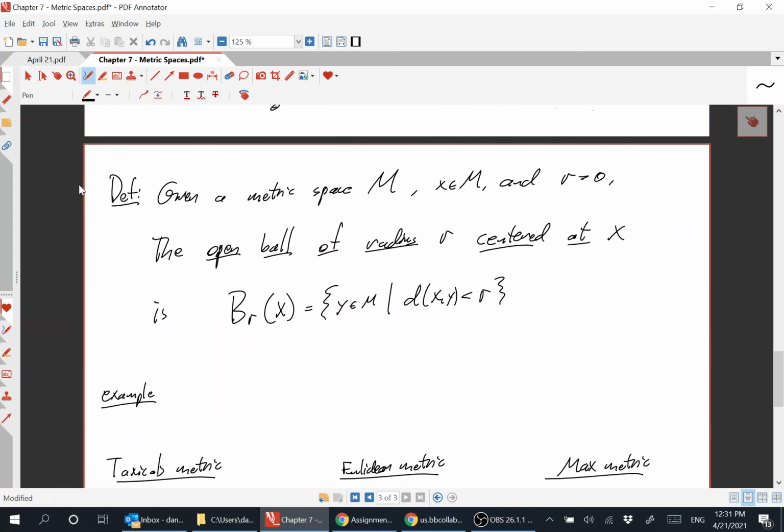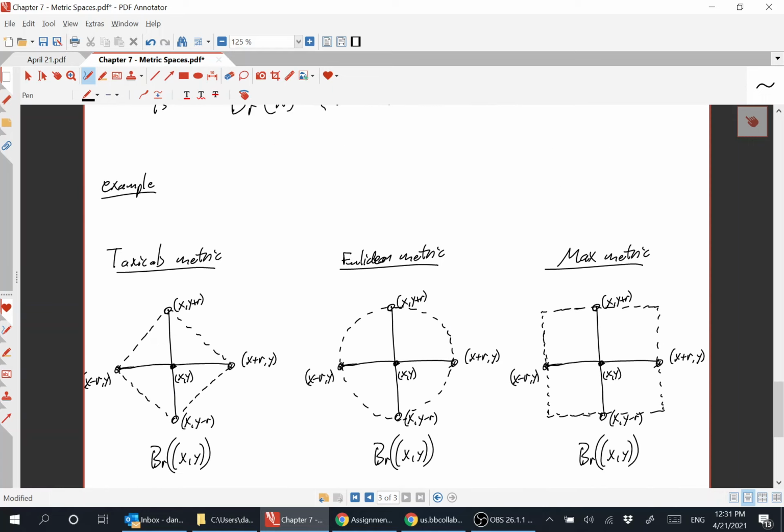One of the most important objects in a metric space are called open balls. So given a metric space M, x in M, and a positive real number r, the open ball of radius r centered at x, you denote it B_r of x. It's the set of all y in the metric space such that the distance from x to y is less than r. So that's the ball of radius r around x.